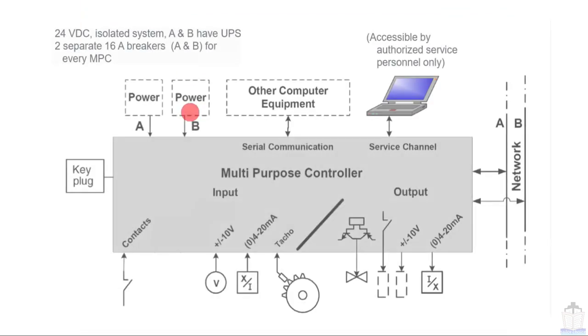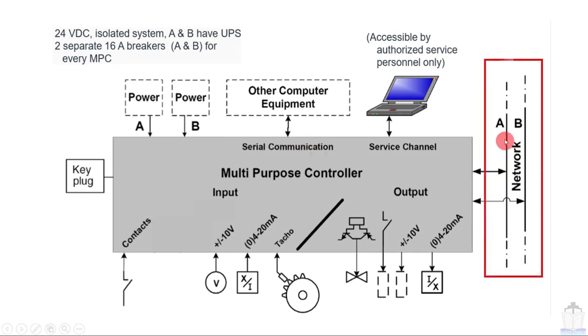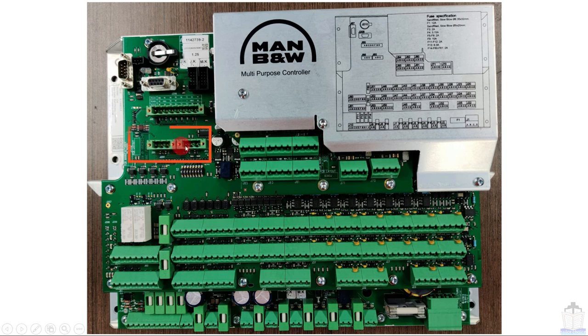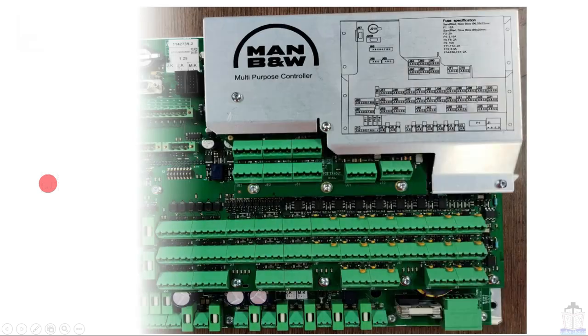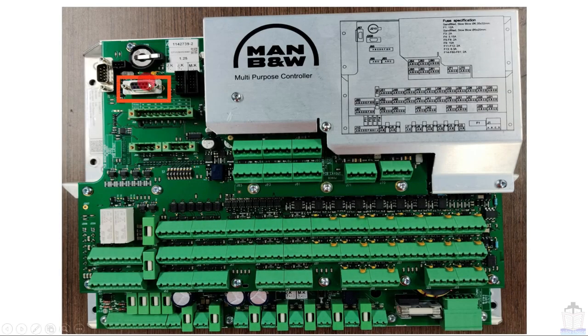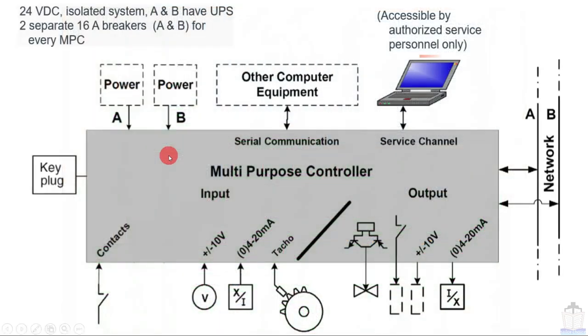Now moving to next, these are two network cables A and B. So network cables are located here. These are sockets for the network cable basically. Now this is the key plug. Key plug means dongle or ID key. So the ID key socket is here.